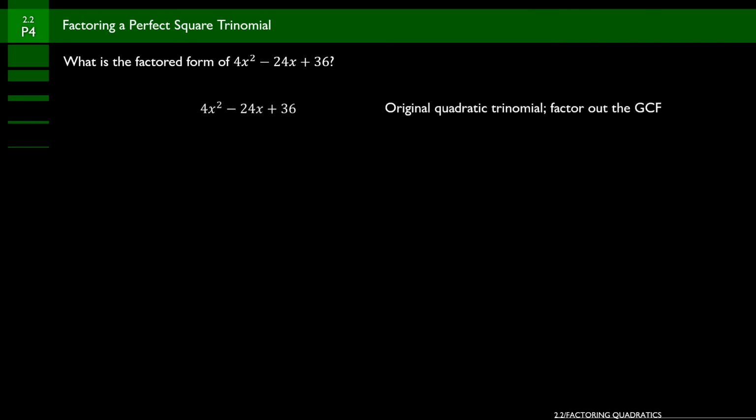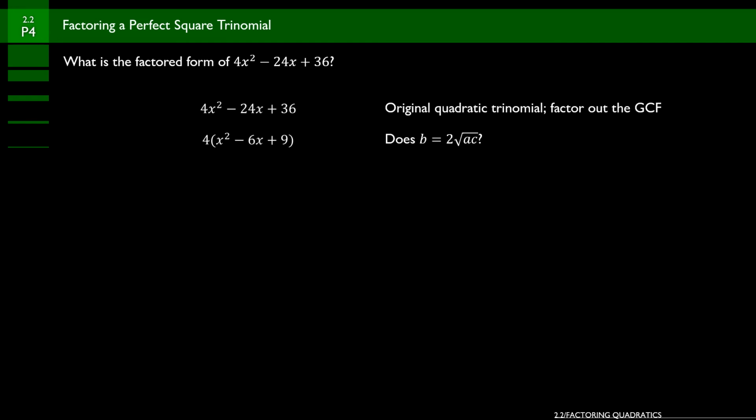Now let's see how this works. We are asked, what is the factored form of 4x squared minus 24x plus 36? So we would factor out the GCF, and we are left with 4 times x squared minus 6x plus 9. And we're going to look at, does b equal 2 times the square root of ac? When we look at the x squared term, we now have a 1 as our a value, and our c value is 9. So 1 times 9 is 9. The square root of 9 is 3. Multiply that by 2, and you get 6. So does 6 equal 6?